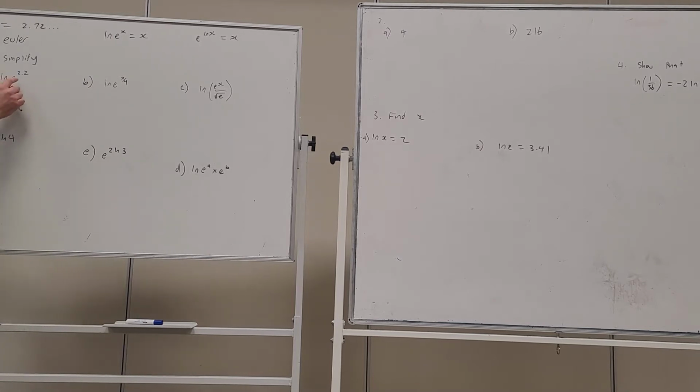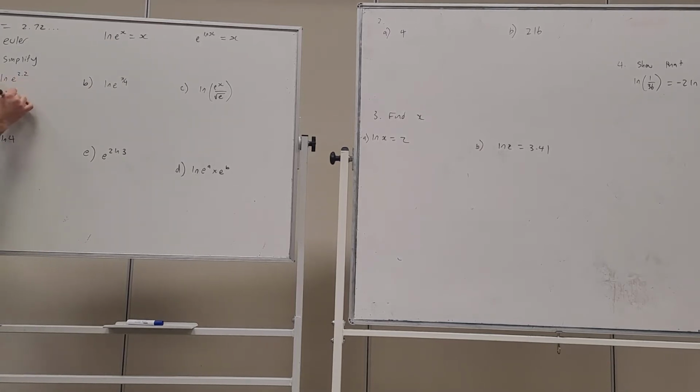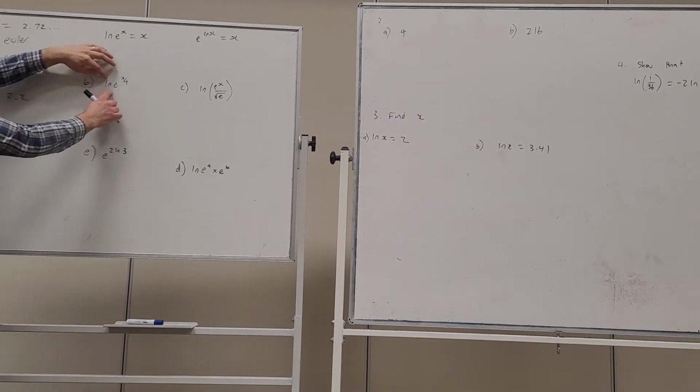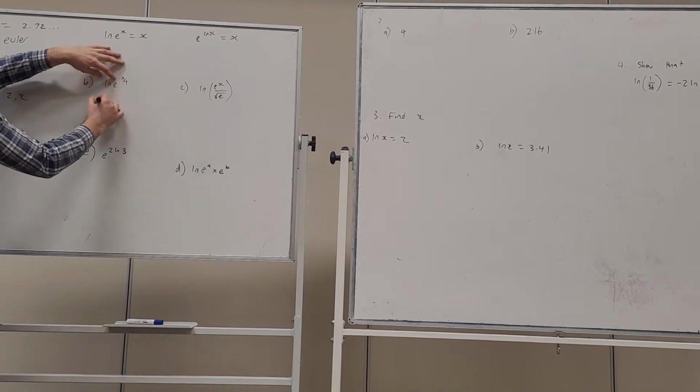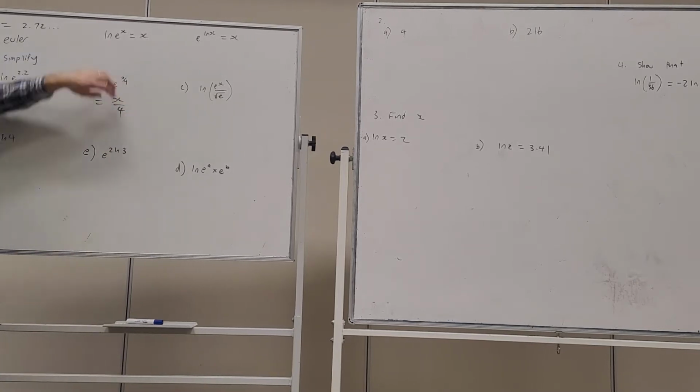So therefore, ln e to the 2.2 is 2.2. Okay, we've expressed the logarithm in a single power of e. Here, it's expressed as ln e to the power, so it simplifies to x on 4.